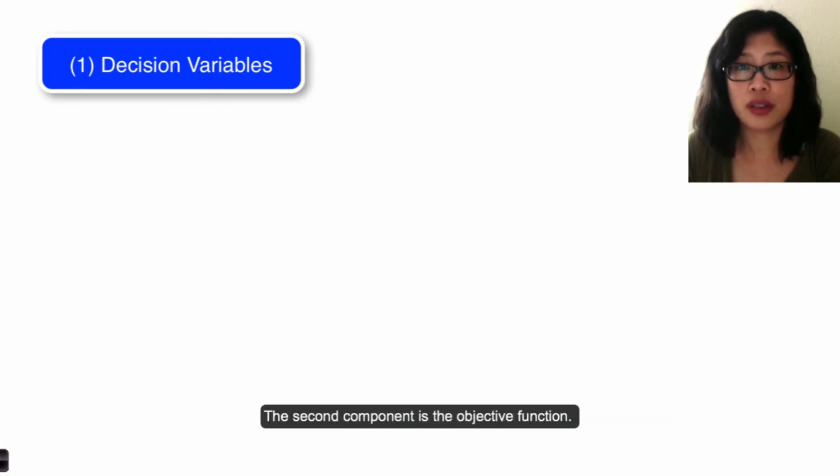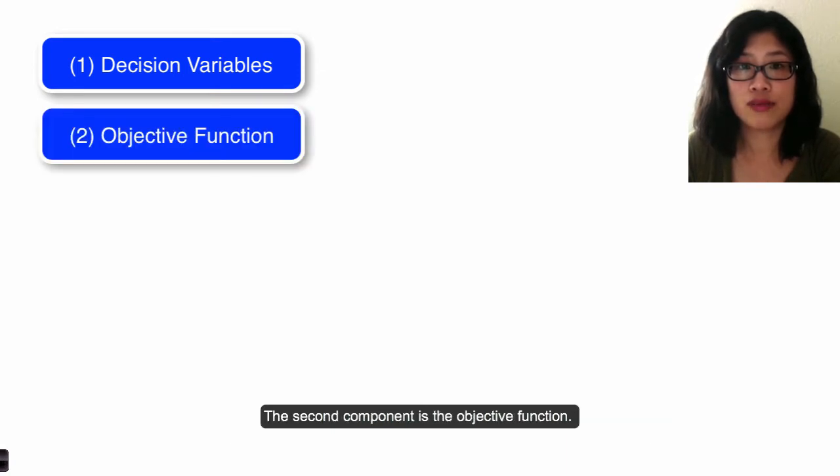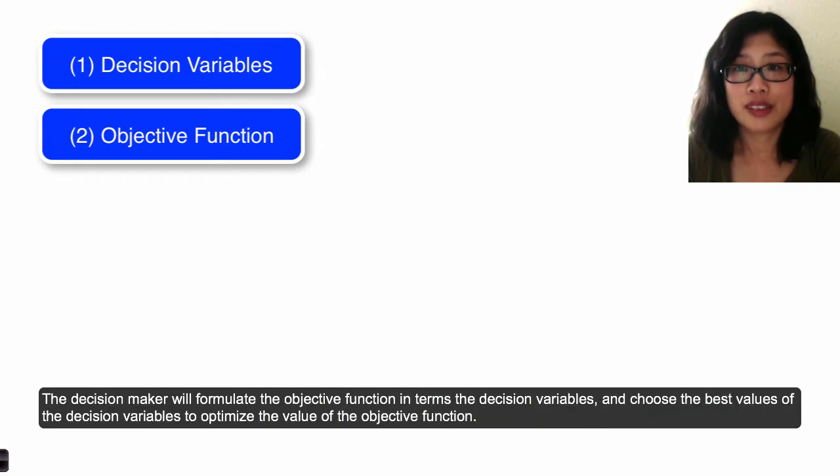The second component is the objective function. Objective function describes the goal of the decision maker. The decision maker will formulate the objective function in terms of the decision variables and choose the best values of the decision variables to optimize the value of the objective function.